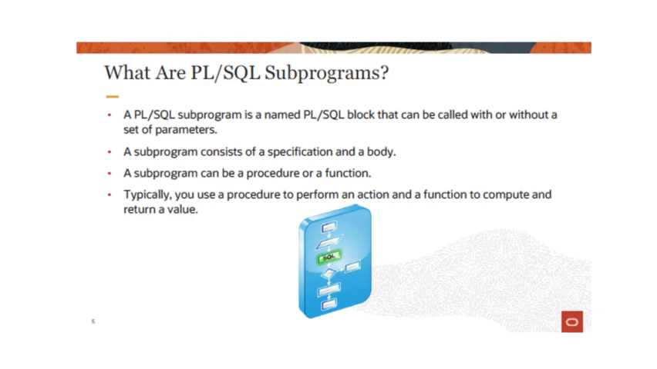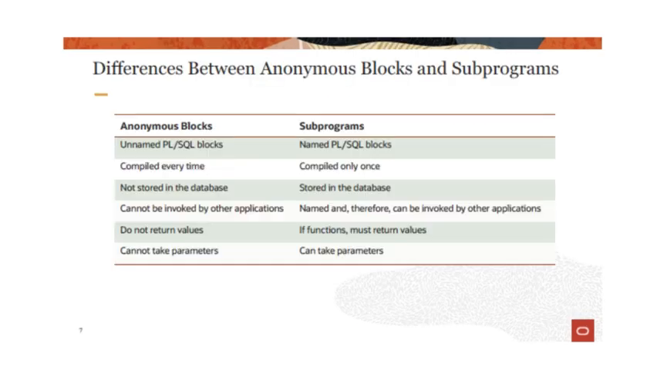Subprogram types. PL/SQL has two types of subprograms, procedures and functions. Typically, you use a procedure to perform an action and a function to compute and return a value. The table in the slide not only shows the differences between anonymous blocks and subprograms, but also highlights the general benefits of subprograms. Anonymous blocks are not persistent database objects.